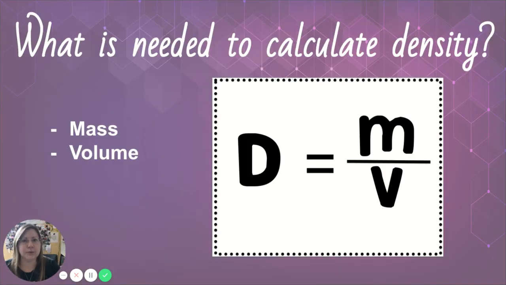So what variables do we need in order to calculate density? We need two things. We need mass and we need volume. So when we look at density, we can take those two variables and do a little bit of magical math, and then we can figure out the density of a substance. So all we need is mass and volume in order to calculate density.